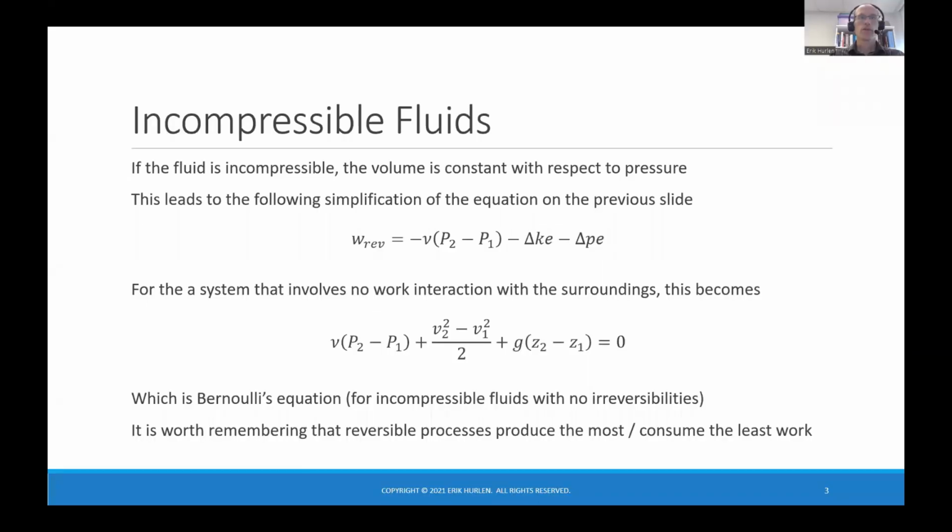For incompressible fluids, the volume is independent of pressure. In these situations, the integral is simply the specific volume times the change in pressure, P2 minus P1. If there is no work input from the surroundings, then there's only contributions from this pressure change and the changes in kinetic and potential energies. This yields this equation here: the specific volume v times P2 minus P1, plus 1/2 the velocities, V2 squared minus V1 squared, plus g times z2 minus z1 equals 0, which you may recognize as Bernoulli's equation. As a refresher, this is valid for incompressible fluids with no irreversibilities.